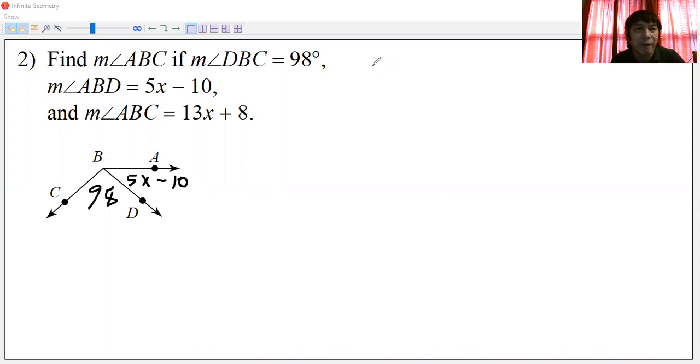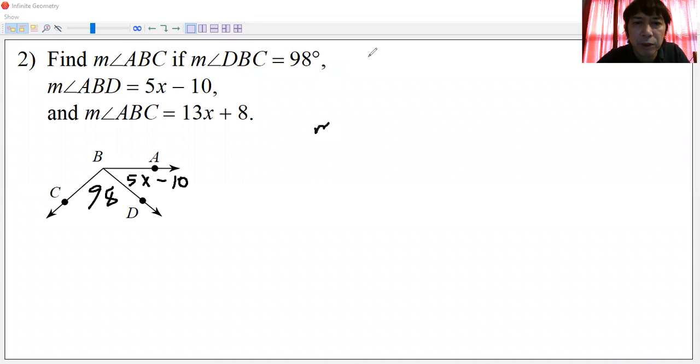Okay. All right. Now the measure of the angle ABC is also expressed in an algebraic expression. ABC is equal to 13x plus 8. So we'll be able to set up the equation for this. Okay, the measure of ABC. So the equation goes like this. We will use DBC.